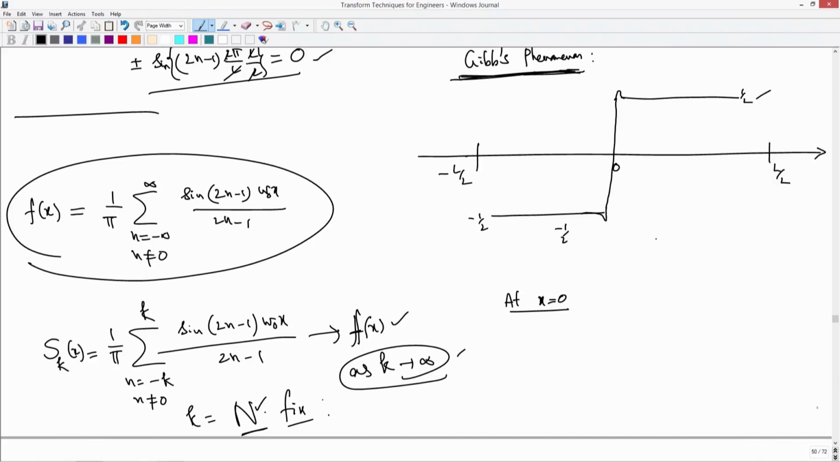That error always remains, some percentage, let us say about 9 percent, around x equal to 0. That is called the Gibbs phenomenon. We will try to explain this in the next video.